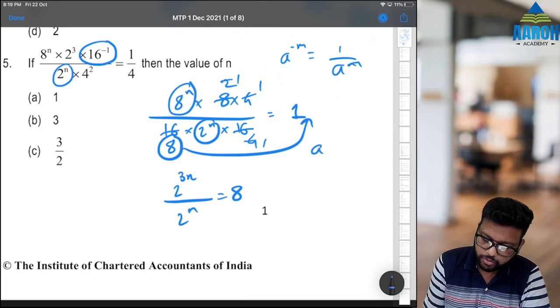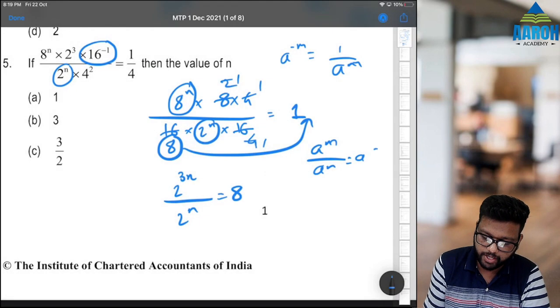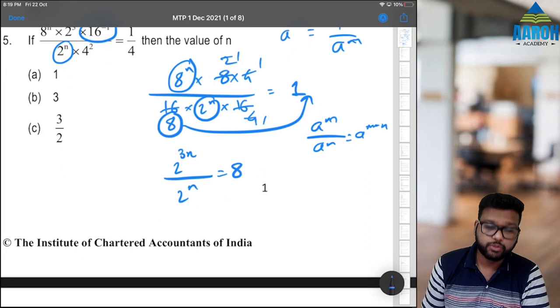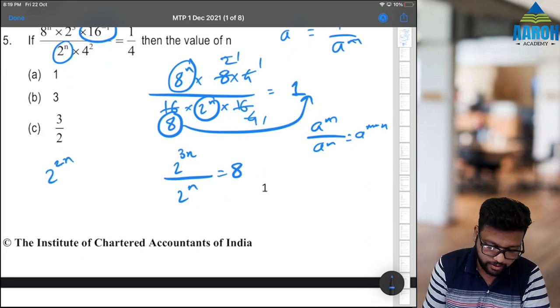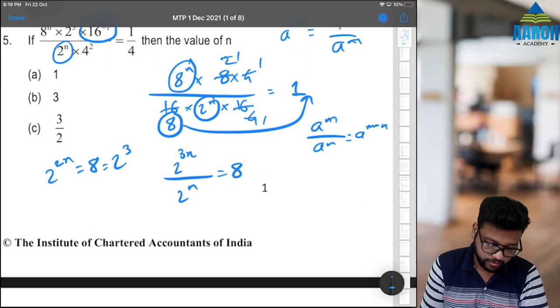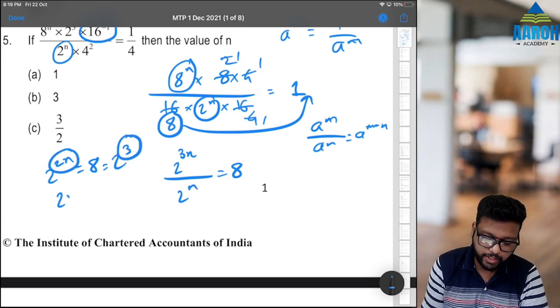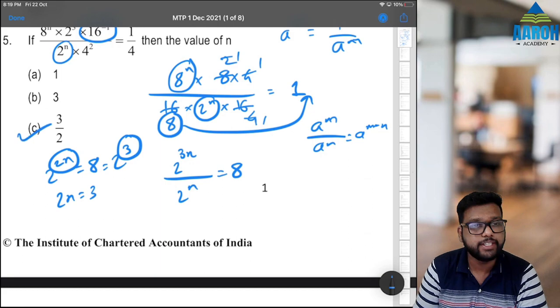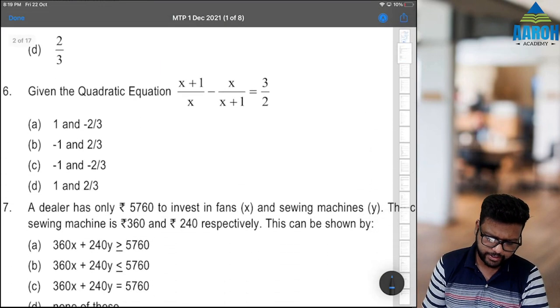So we can just use rules of indices. a raised to m by a raised to n is equal to a raised to m minus n. So that is 2 raised to 3n minus n, that is 2 raised to 2n is equal to 8. But we know that 8 is equal to 2 raised to 3. That means 2n is 3. If 2n is 3, n is 3 by 2. Option C. Okay. Next, sixth.